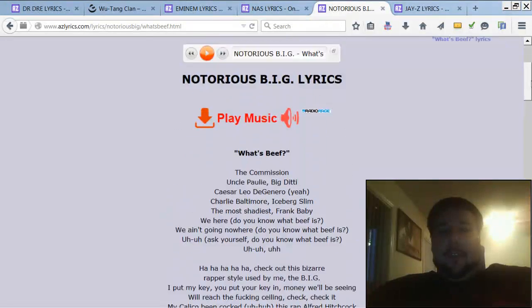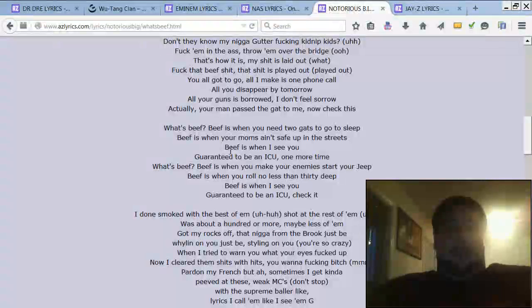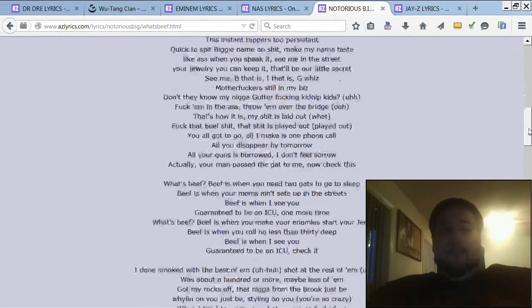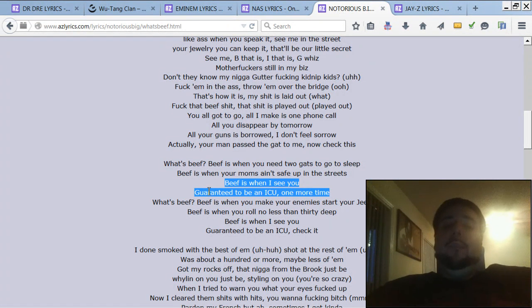I mean, if you're a rapper, this is a pretty used lyric. A lot of people have used this before. Well, not before Biggie, I don't believe. Definitely let me know if I'm wrong, but I believe Biggie's one of the first ones to really have this line. But, you know, beef is when I see you, guaranteed to be in ICU. So ICU. He's using what sounds like the same exact words. You would say it in the same way, but he's meaning totally different things.